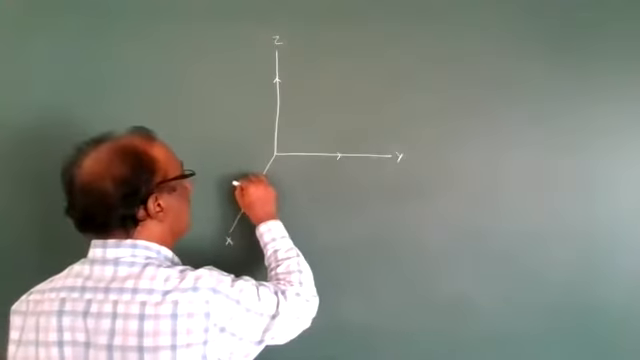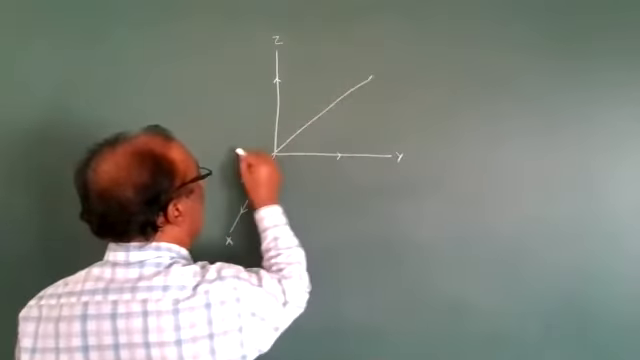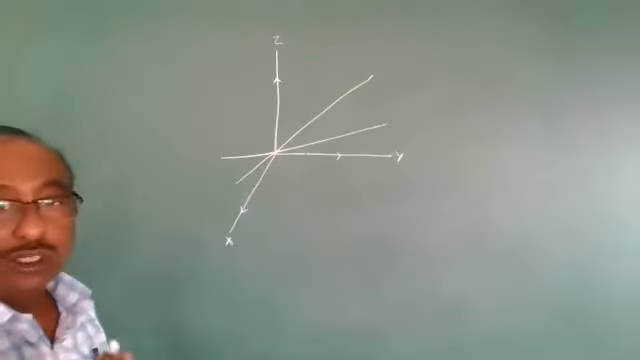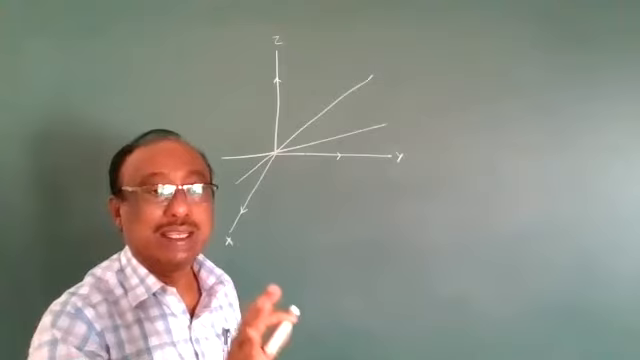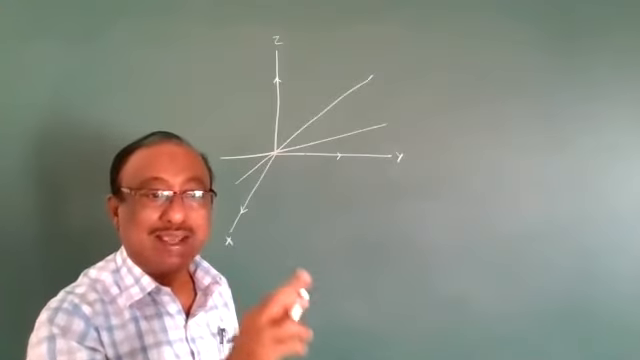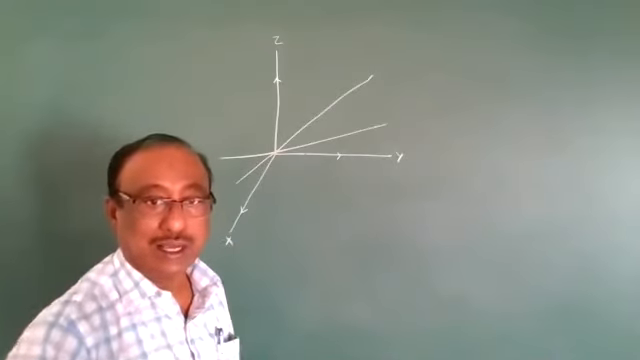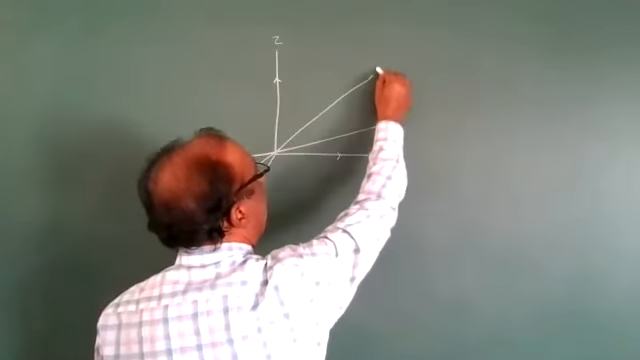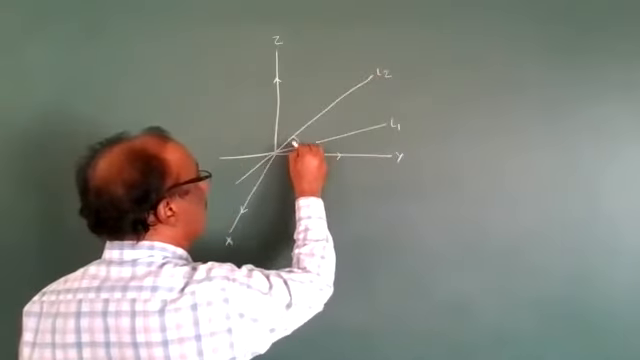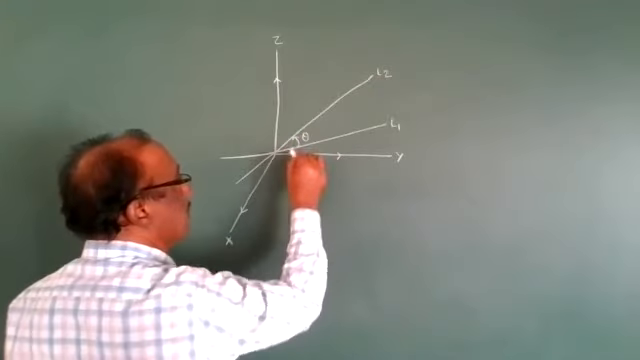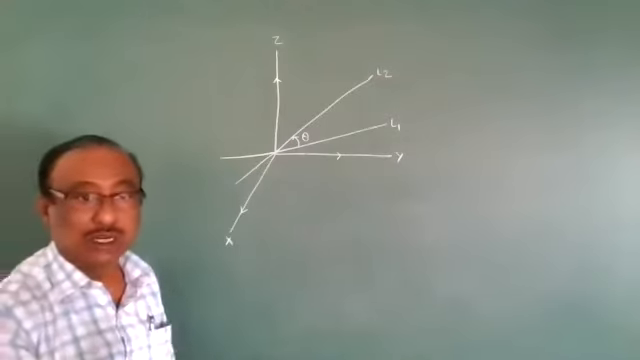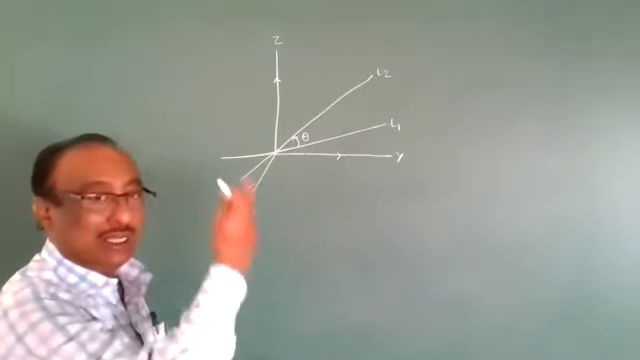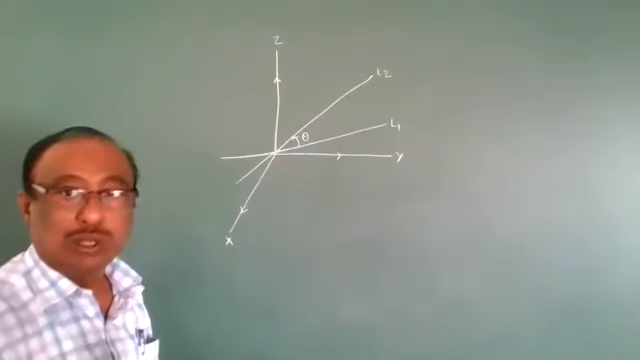One line is passing through the origin. Another line is also passing through the origin. Origin means you should have the DRs. Components of i, j, k are called DRs. The angle between the two lines, L1 line and L2 line: if the angle is going upside, it means positive; downside means negative. So the angle is going in the upside direction, therefore it is a positive angle.